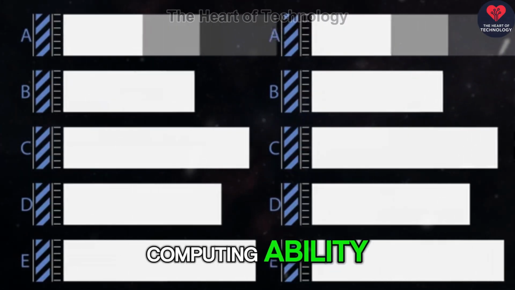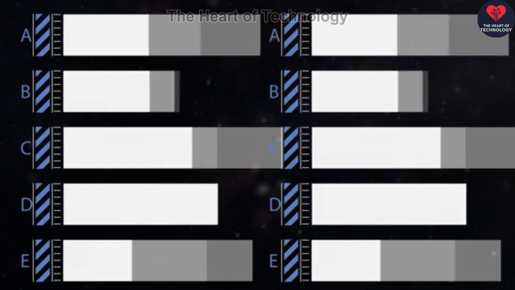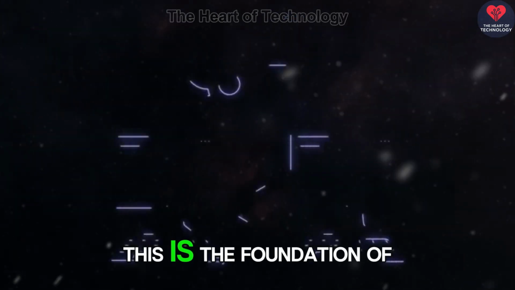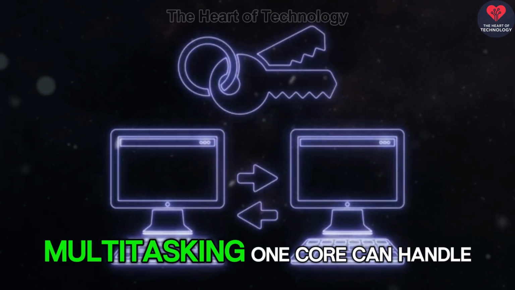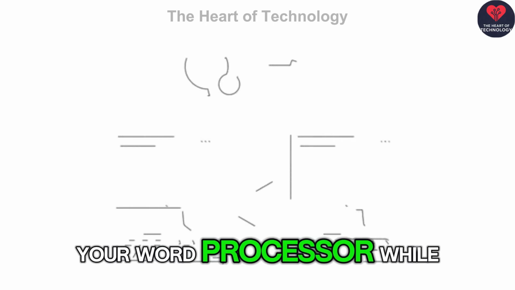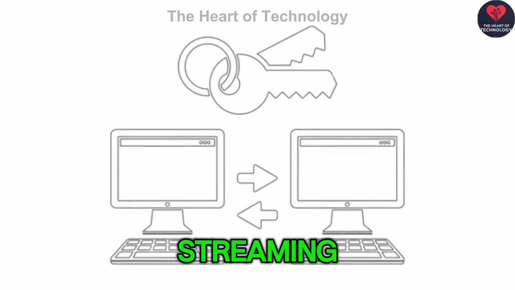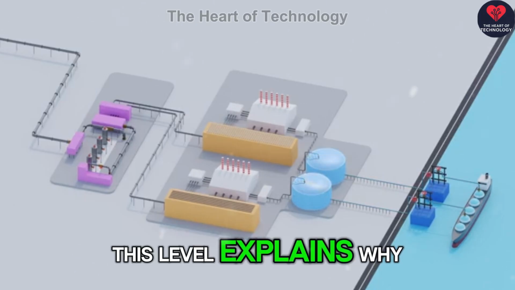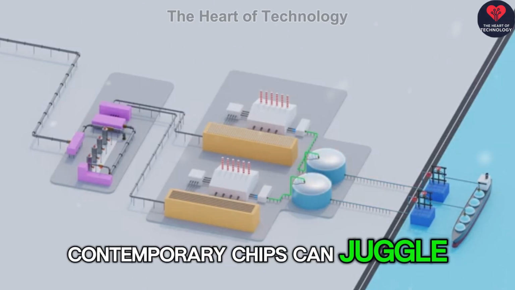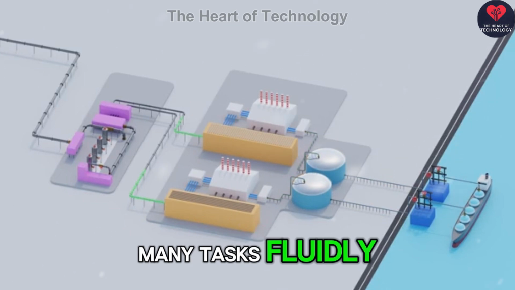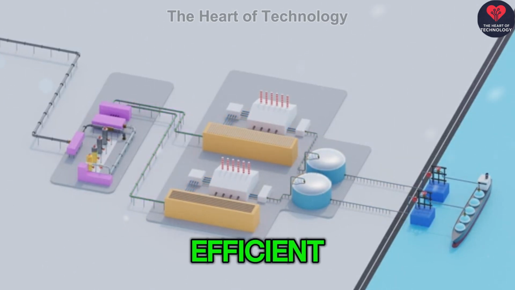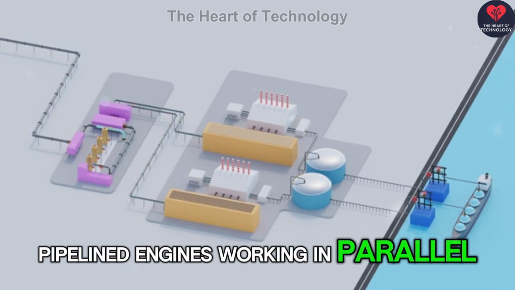Multi-core processing simply multiplies computing ability by allowing several independent FDE cycles to run at once. This is the foundation of true multitasking. One core can handle your word processor while another core handles your music streaming, and the third handles the operating system maintenance. This level explains why contemporary chips can juggle many tasks fluidly, because they are not one engine working harder, but a team of highly efficient, pipelined engines working in parallel.